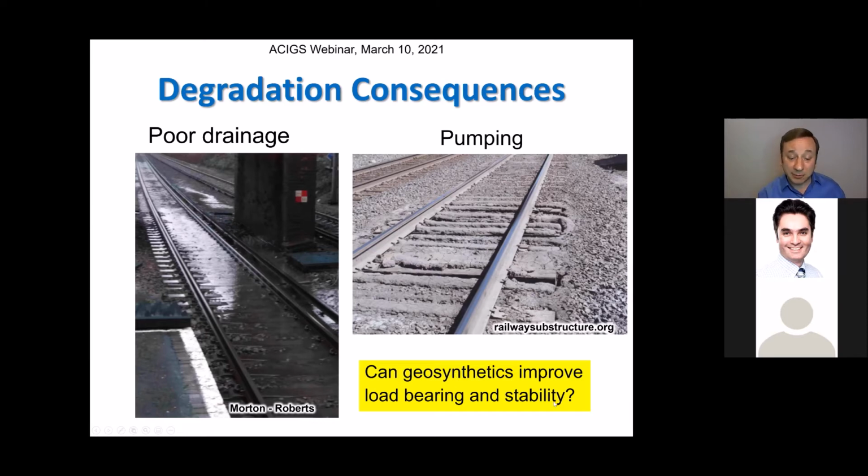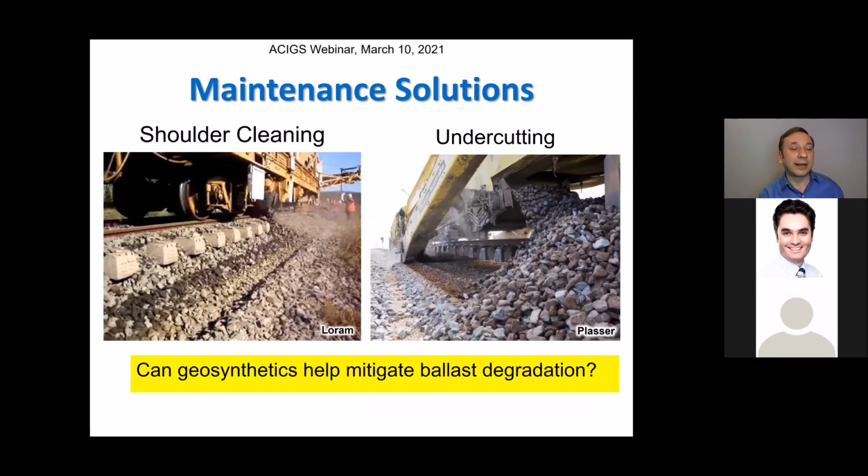Can geosynthetics improve the load bearing and stability, especially in those fouled conditions with a lot of moisture? Yes, geosynthetics can do that. Geosynthetics can also help us in other maintenance solutions, such as shoulder cleaning and undercutting.